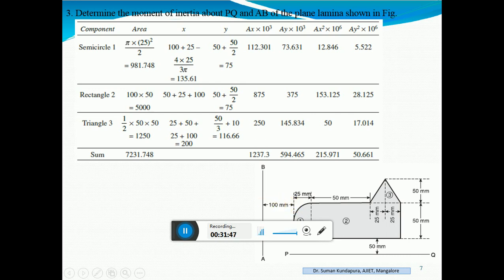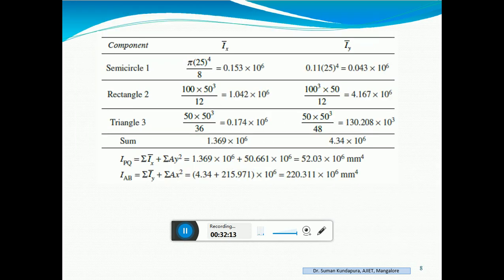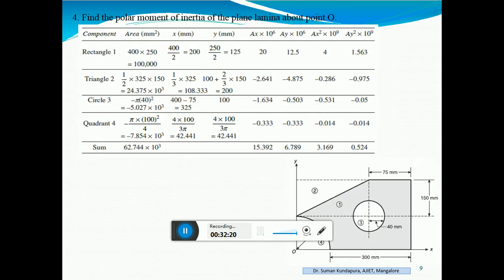So the reference axis given to you can be anywhere. It can be anywhere parallel to x and y axis. From there you are supposed to find out the moment of inertia, that is, the body is rotated about this axis or this axis. So based on that you are supposed to find out the Ix bar, Iy bar and x bar, y bar distances, everything based on that particular reference axis. Moving on to next problem.